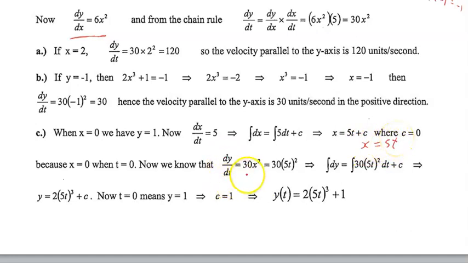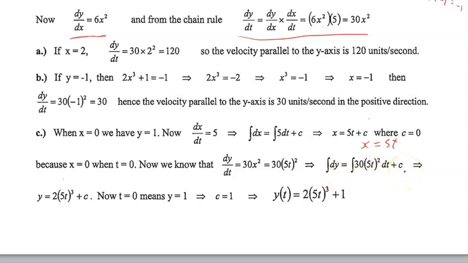So from dy/dt is 30x squared, which we found up here before, where the x is, we can simply put 5t. So we have 30 times 5t squared. Okay, that's all of that there. So now we're going to separate the differentials again, and we have the integral of dy equals the integral of 30 times 5t squared dt plus c.